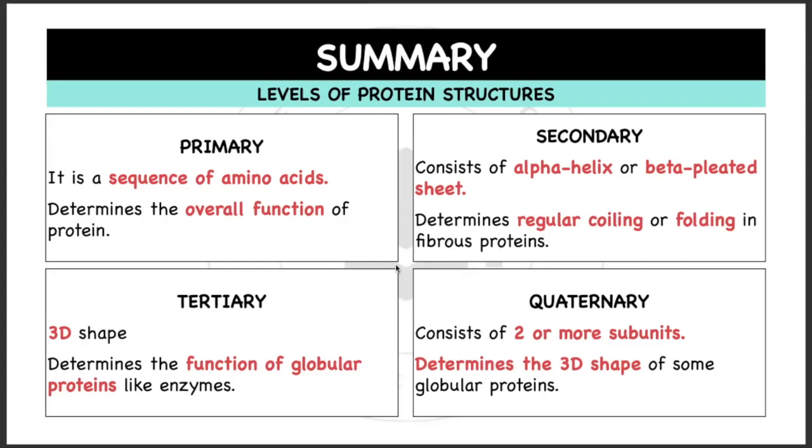Tertiary, just remember 3D, that's where the 3D shape begins. Over here it's usually globule in shape. It determines the function of globular proteins like enzymes and myoglobin. Quaternary structure consists of 2 or more subunits. It's when the proteins combine. It determines the 3D shape of some globular proteins, just like hemoglobin in red blood cells.